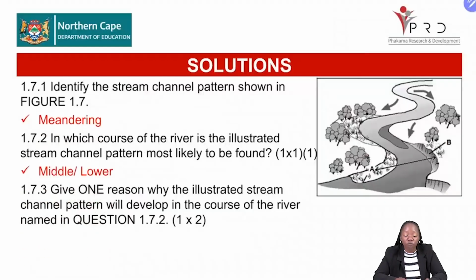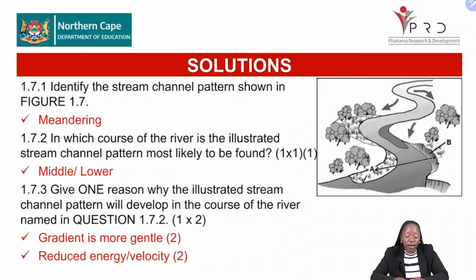1.7.2, in which course of the river is the illustrated stream channel pattern most likely to be found? Remember, it is found in the middle course or in the lower course. Then your number 3, in giving one reason why the illustrated channel pattern will develop in the course of the river, which is the middle course or the lower course. Number 1, it's because the gradient is more gentle. So if the gradient is more gentle, and also the river at these courses erodes at the side laterally. And also there is a reduced energy or velocity.